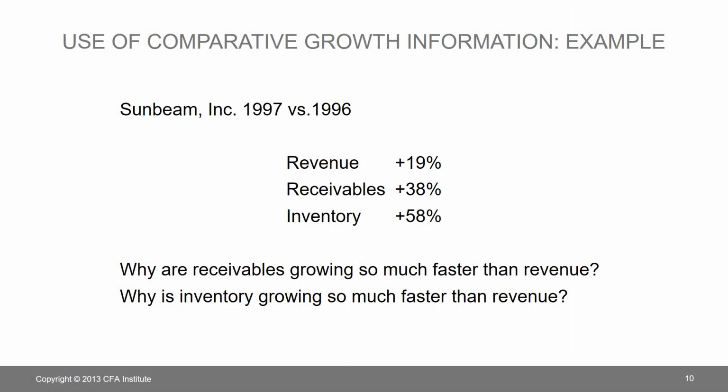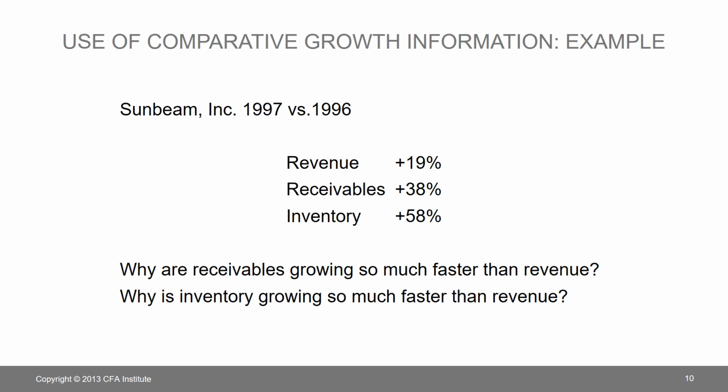Here we have an example to look at how we could use comparative growth information. This example looks at Sunbeam, which is a US company. In July 1996, they brought in new management to turn the company around. So the company was having some issues, and they decided to change the management to try and improve their position. In the following year, 1997, using 1996 as the base, the following was observed based on reported numbers.